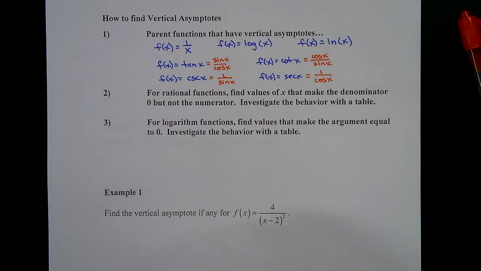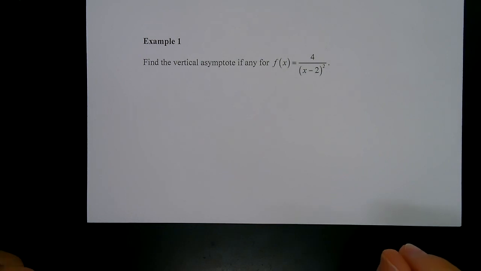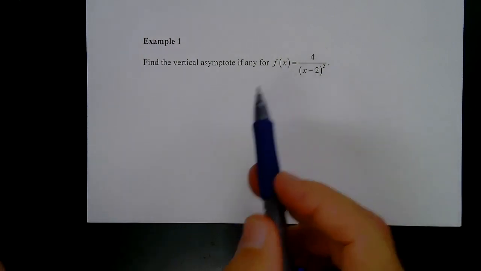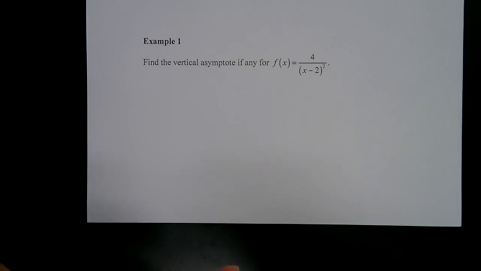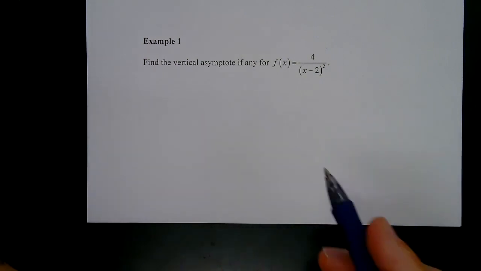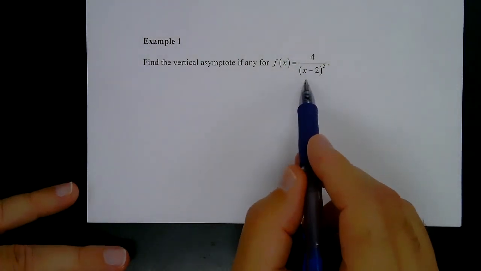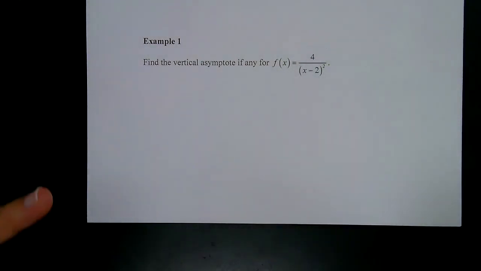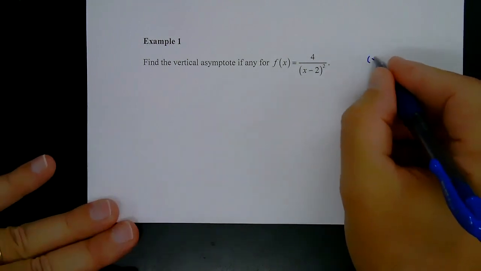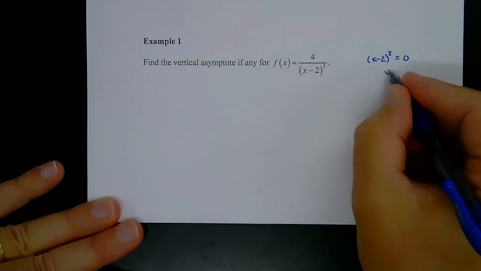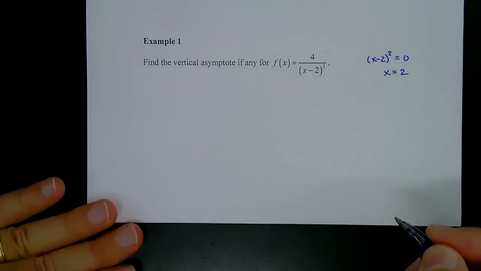All right, so let's do this first example. For this function, 4 over (x minus 2) squared, 4 is never going to be 0, so this function will not have a hole. But if the denominator becomes 0 and the numerator is 4, you could have a vertical asymptote. So we would set (x minus 2) squared equal to 0. That's going to happen when x is equal to 2.